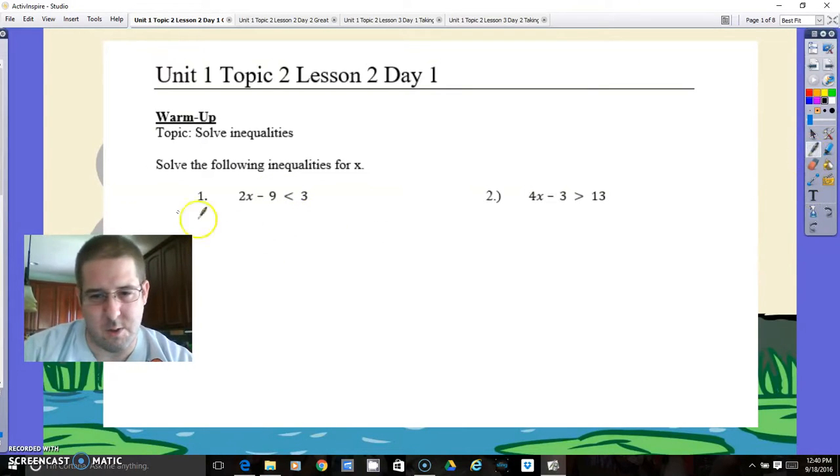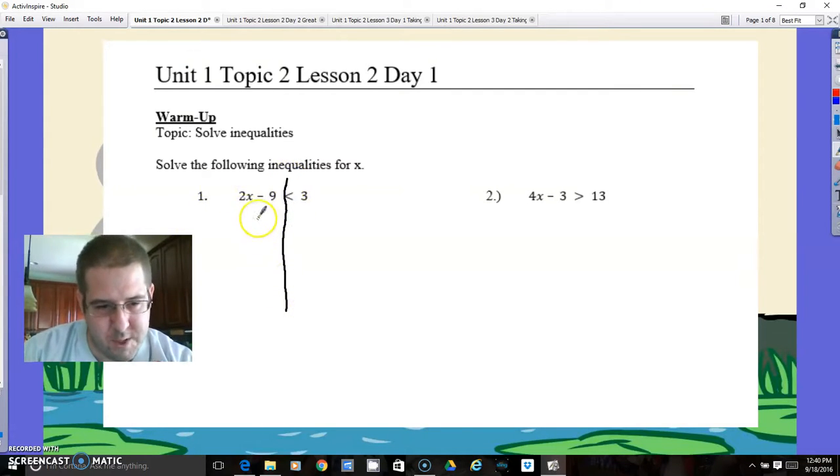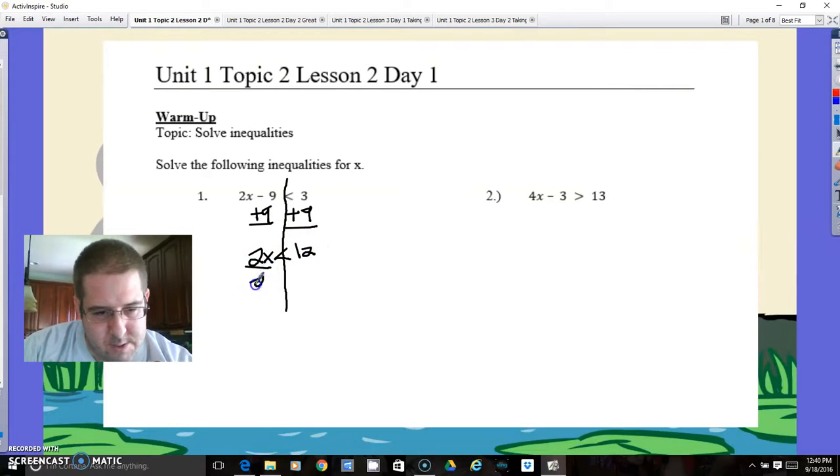Solving inequalities here. So we got some pretty straightforward inequalities. I'm going to split them just like I would with an equation and solve them just the same as well. Add 9 to both sides. Addition property of equality, that leaves me with 2x is less than 12. Divide both sides by 2, and I've got an answer of x must be less than 6.